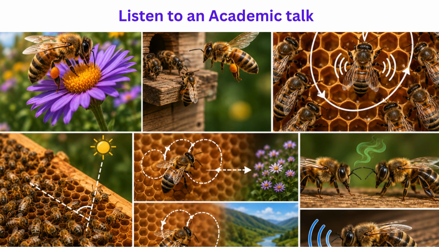When a worker bee finds a good source of flowers, it returns to the hive and performs this dance in front of other bees. The bee moves in a figure-8 pattern while shaking its body. The direction of the dance tells other bees where the flowers are located in relation to the sun.